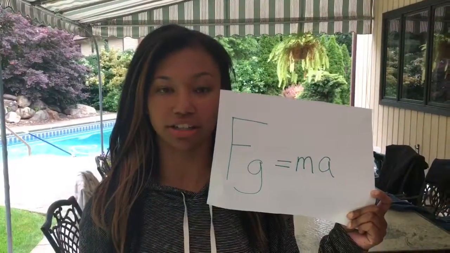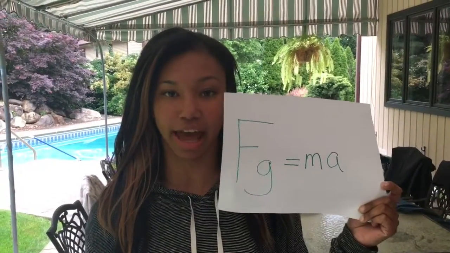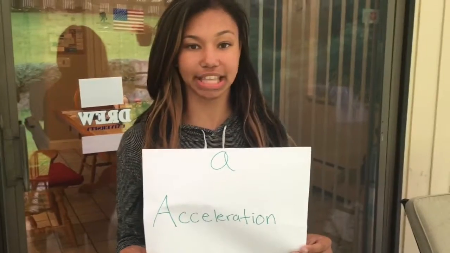Newton's second law is the formula Fg equals ma. Fg stands for gravitational force and is like the weight of an object. M stands for mass and is measured in kilograms. And A stands for acceleration.